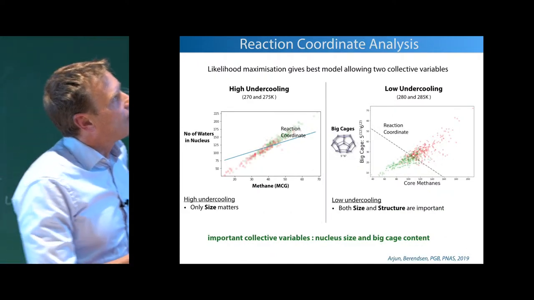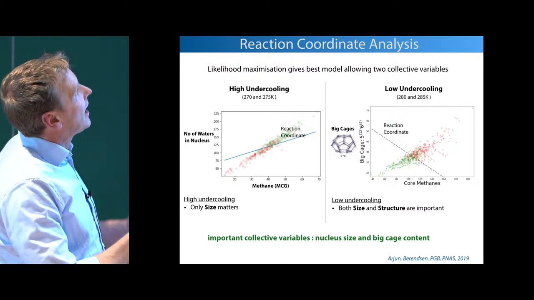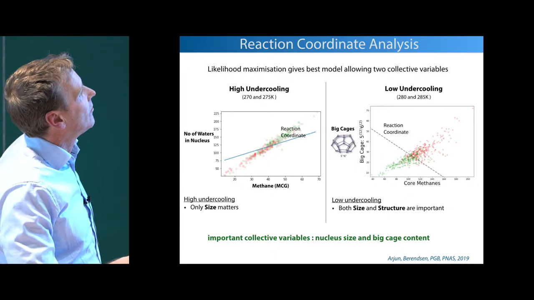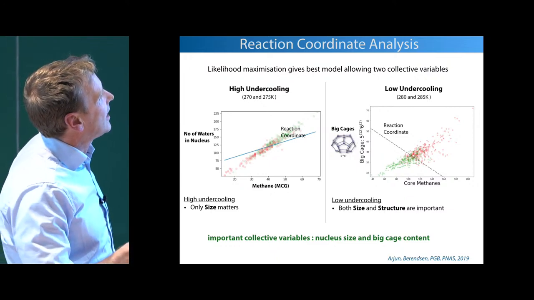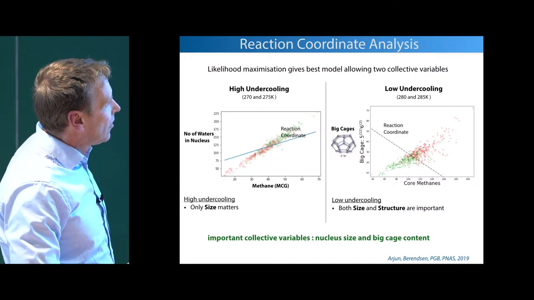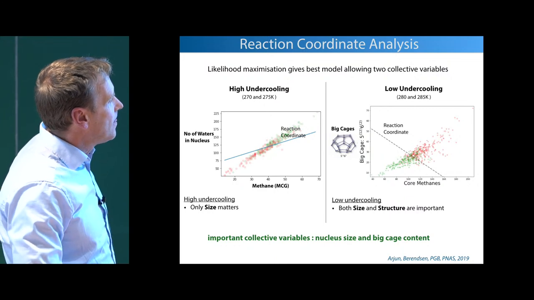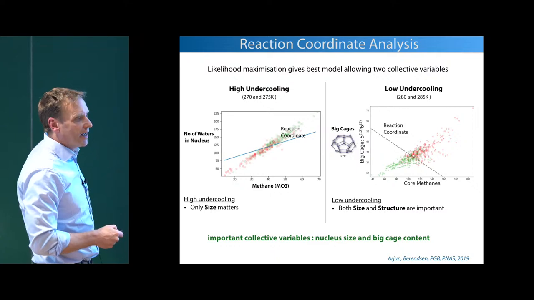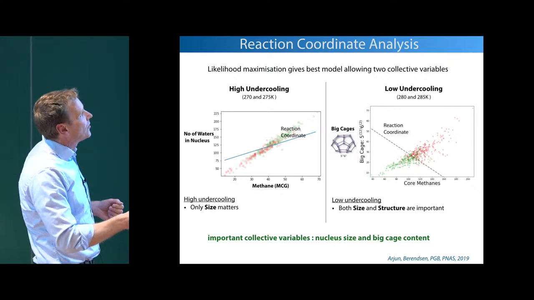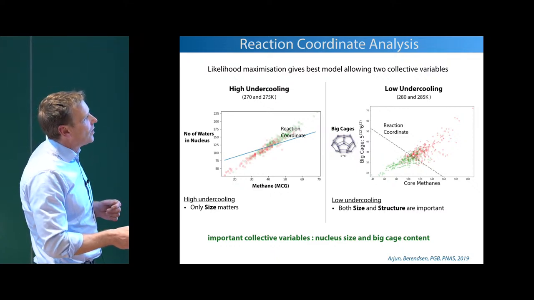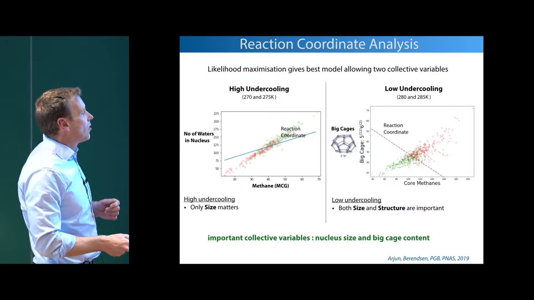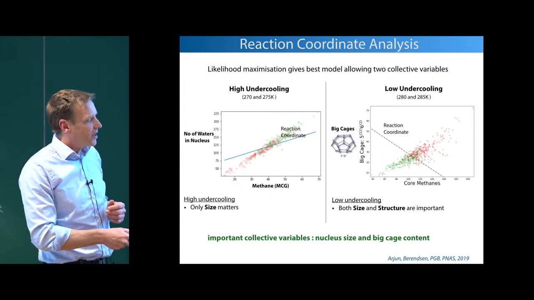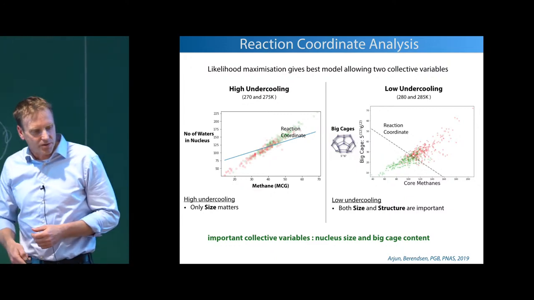So we can now do reaction coordinate analysis using the likelihood maximization that gives us the best model for two collective variables. It turns out that at high undercooling, we can only get away with one collective variable, which is the size. Only size matters. But at low undercooling, these are the higher temperatures, we have to take the structure. So the important collective variables are the nucleus size and, in this case, the big cage content.